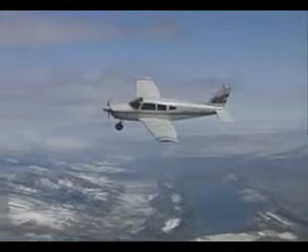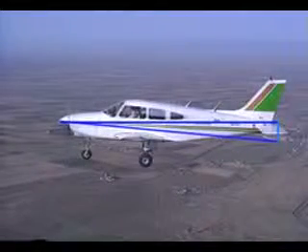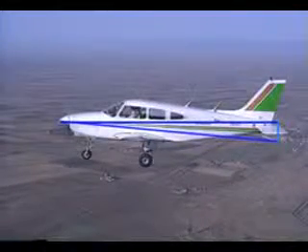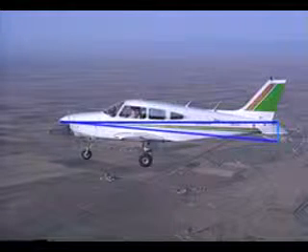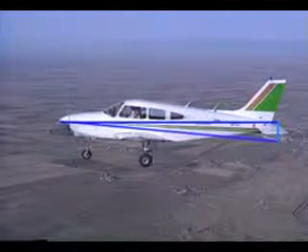Another design factor that affects a wing's flight characteristics is the angle of incidence. In this case, the wing is attached to the fuselage with the chord line inclined upward at a slight angle.